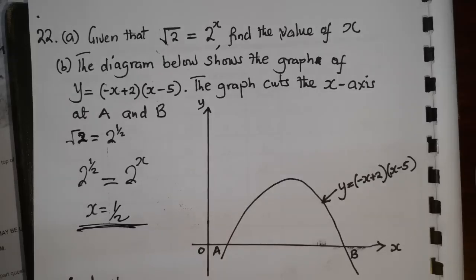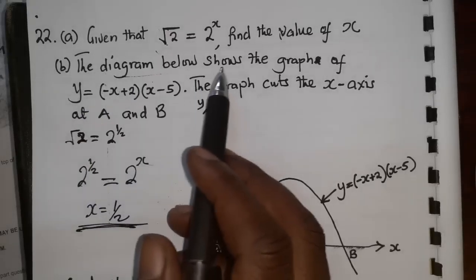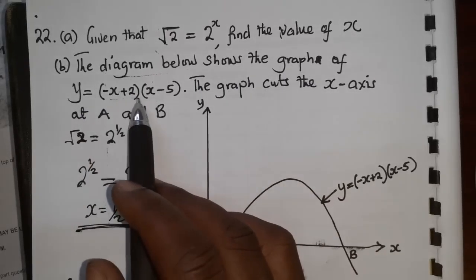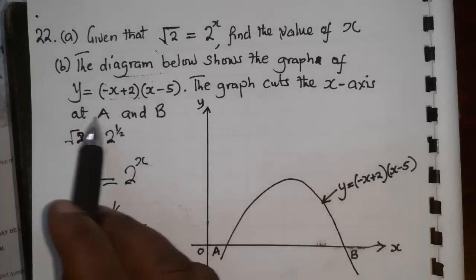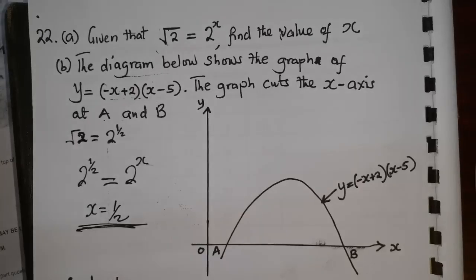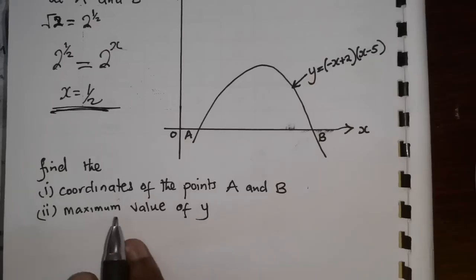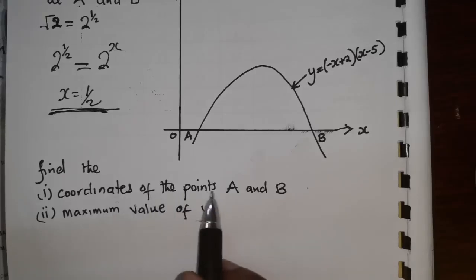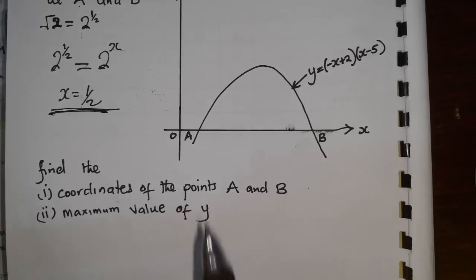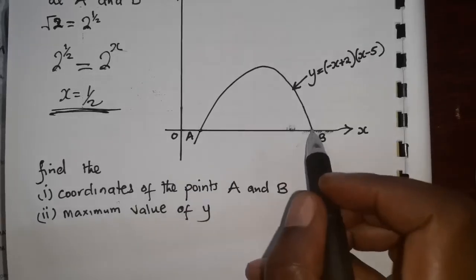Then the second one: the diagram below shows the graph of, this is the graph here. The graph cuts the x-axis at A and B. Find the coordinates of the points A and B. What are the coordinates here? What are the coordinates here?